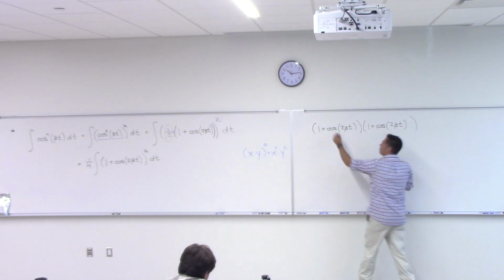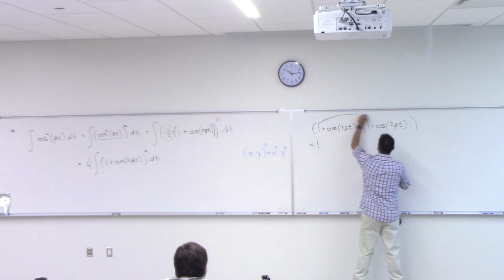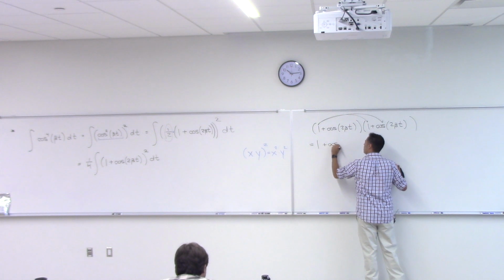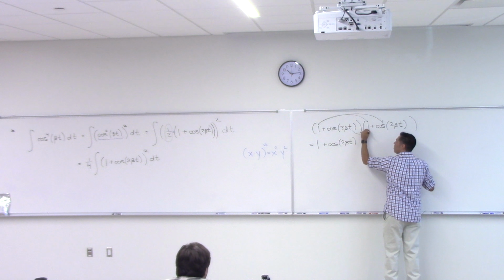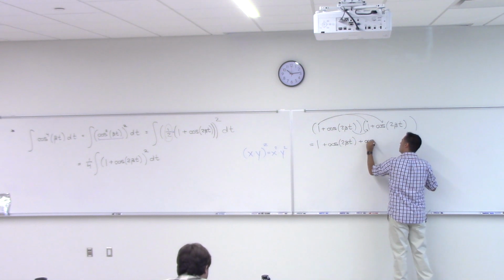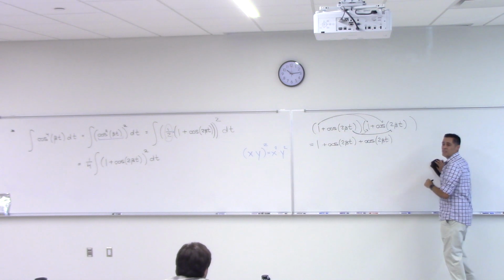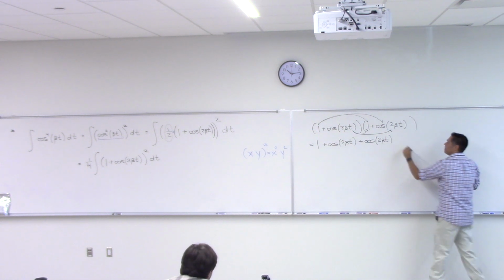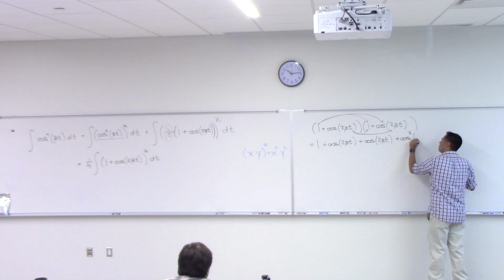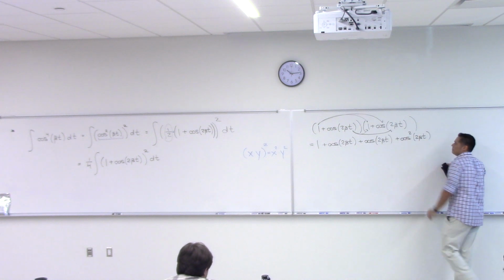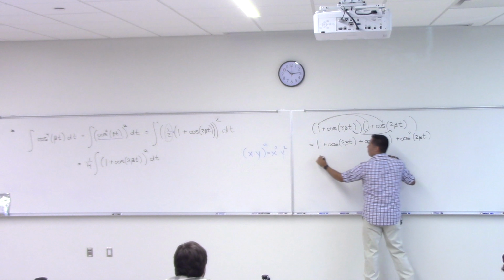And then expand. So 1 times 1 is 1. 1 times that gives me cosine 2 beta t. Then the middle one, I get plus another cosine of 2 beta t, and then I do this times this, and now those are the exact same thing. So that's going to be plus cosine squared 2 beta t. These two terms are the same, and I'm adding them, so I have 2 of them.